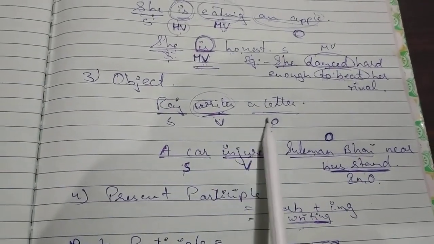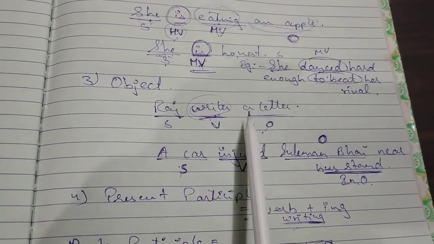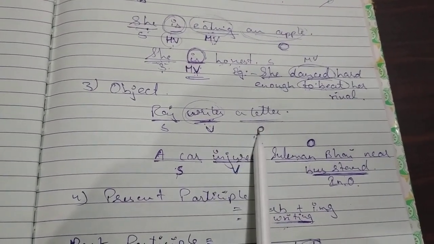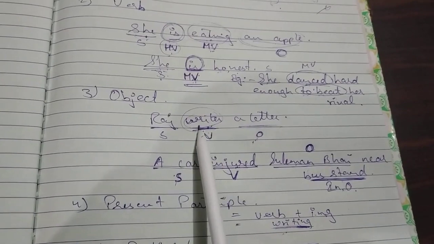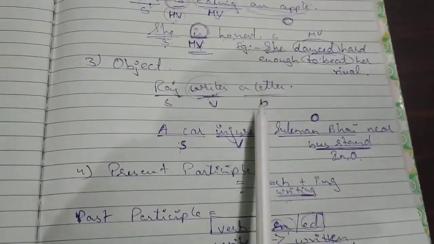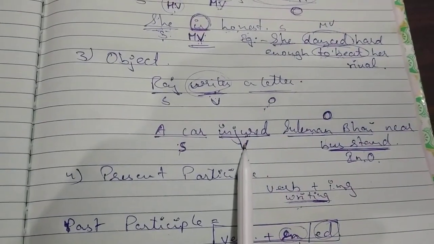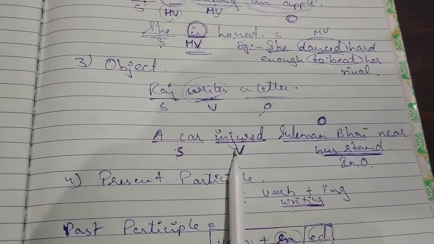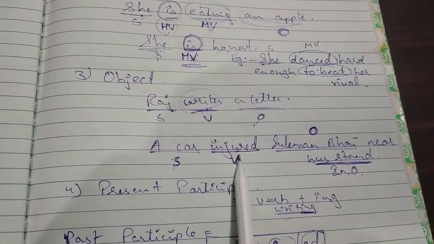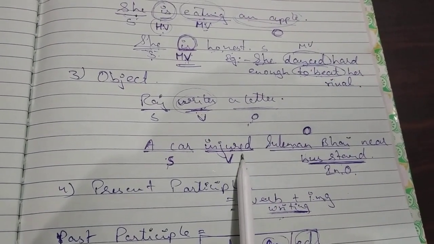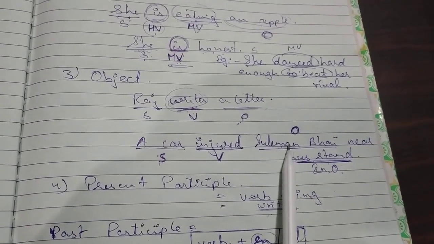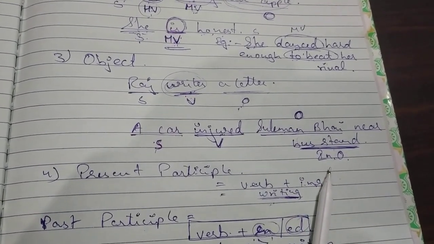Now as we know, the object is the thing on which the action is performed. Here the action of writing is going on, and it is being performed on the letter, so the letter becomes the object. Here the car is the subject, and injury has been done. Now who got the injury? On whom was the action of injury performed? Suleman bhai, so Suleman becomes the object. Clear? An indirect object.